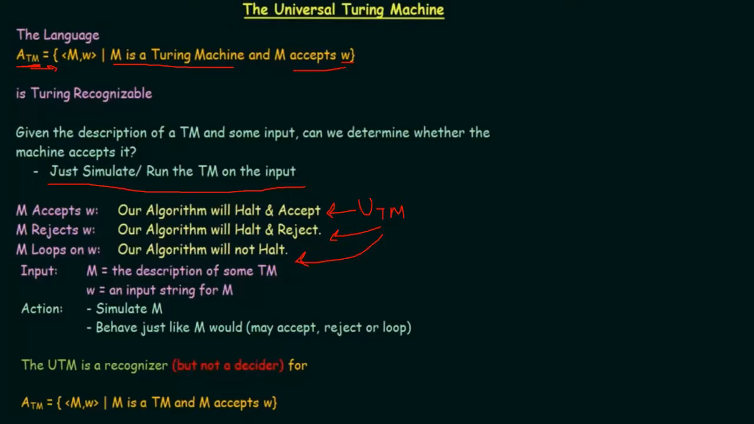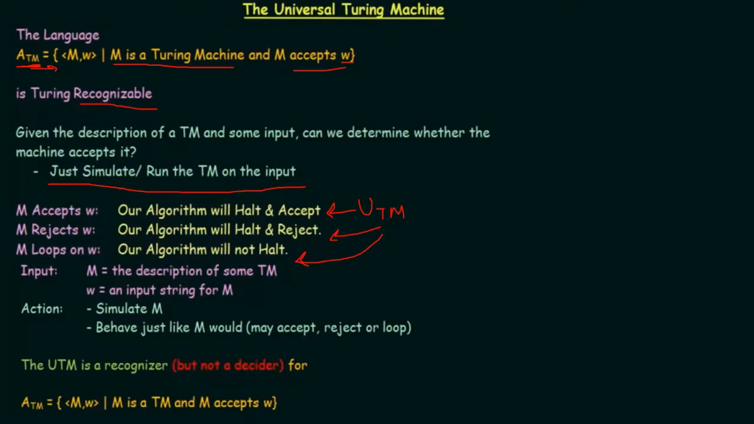So it will try to act like this A suffix TM. It will either accept and hold, or reject and hold, or just will not hold. So it is recognizable but not decidable. Okay.